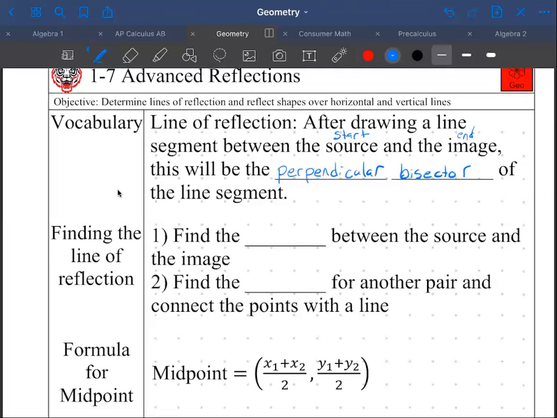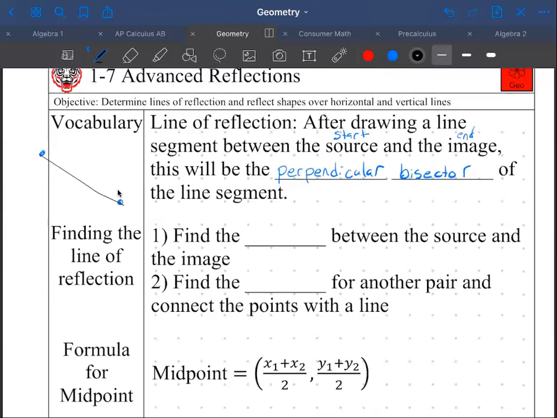So if you want to draw just a mini picture over here on the left, or anywhere that you have room. So if you have some start, some source, and some image, some end, and then you connect those two with a straight line. So a straight line that connects those two. But the line of reflection will be the one that is perpendicular.